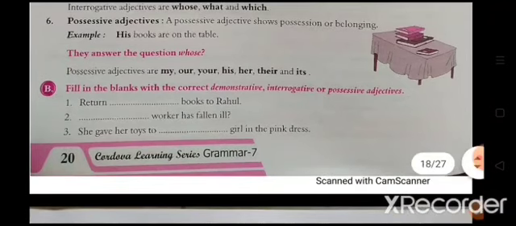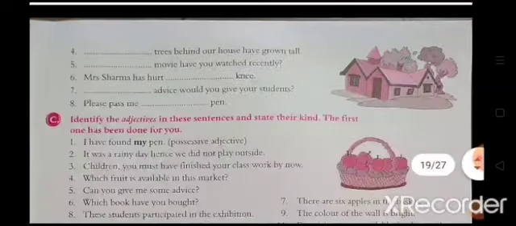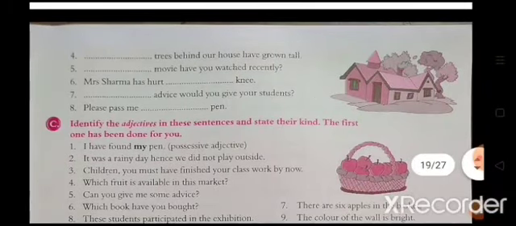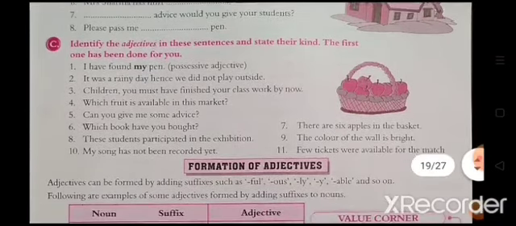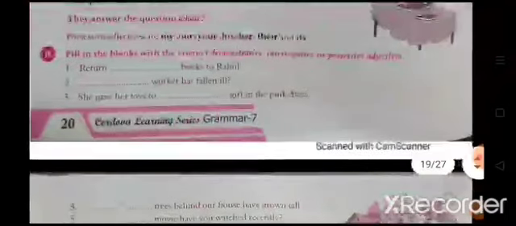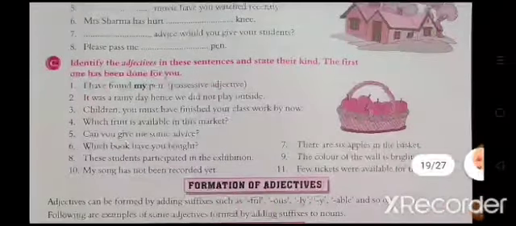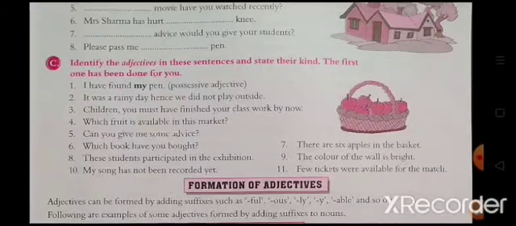Fill in the blanks with the correct demonstrative, interrogative or possessive adjective. Here we are going to complete this exercise. Return these books to Rahul. And here we can write, Mrs. Sharma has hurt her knee. Now this is called possessive adjective. Please pass me those pens or these pens. So this is demonstrative adjective.